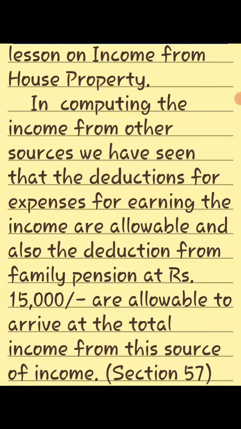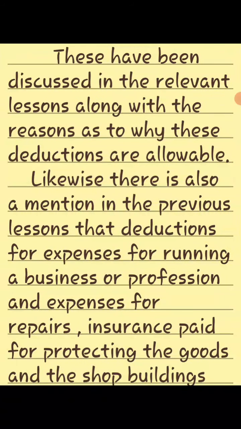In computing the income from other sources also, we have seen that the deductions for expenses for earning the income are allowable, and also the deduction from family pensions at 15,000 rupees is allowable to arrive at the total income from this source of income, that was under section 57. These have been discussed in the relevant lessons along with the reasons as to why these deductions are allowable.